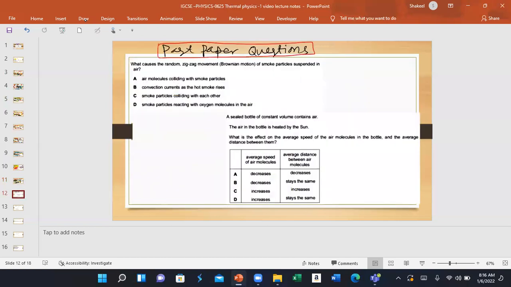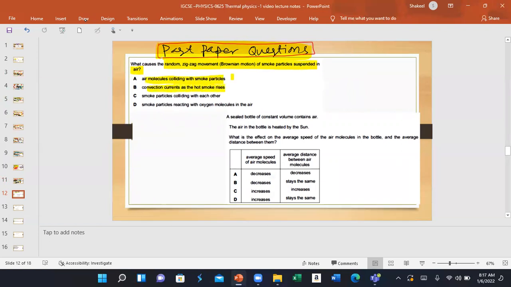That was all about today's lecture. We have to solve some past paper questions based on this. This topic is very simple. What causes the random zigzag movement of smoke particles suspended in air? What is the cause of the zigzag movement of the smoke particles? Air molecules colliding with smoke particles? Yeah, seems to be true.